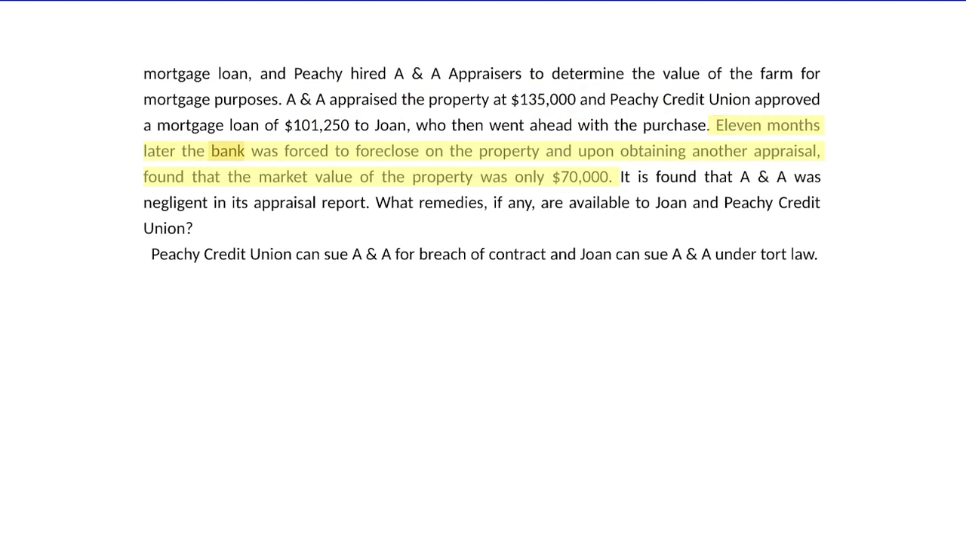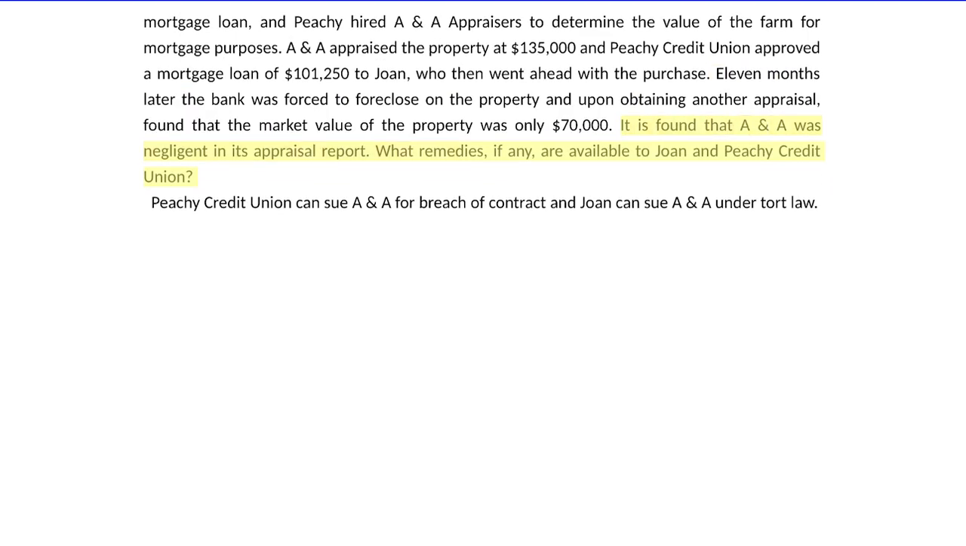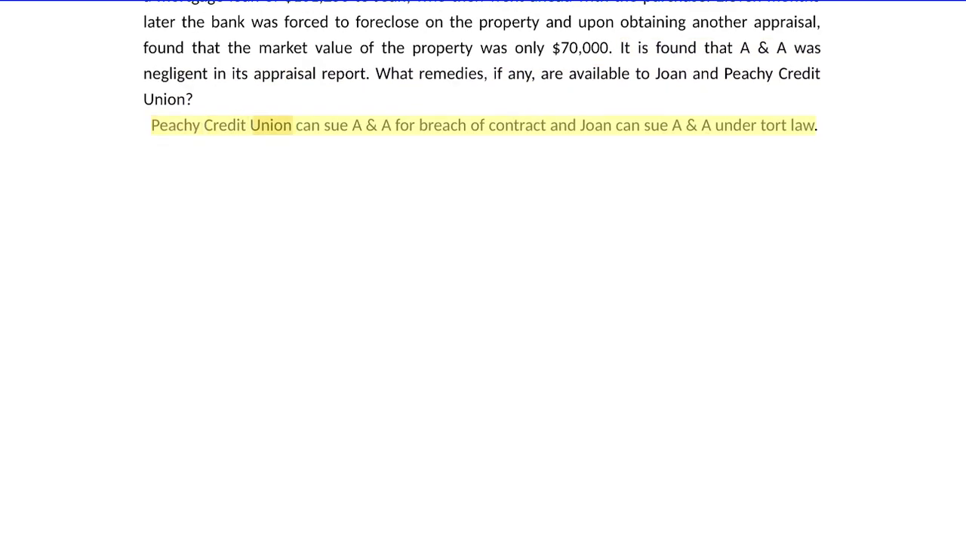11 months later, the bank was forced to foreclose on the property and, upon obtaining another appraisal, found that the market value of the property was only $70,000. It is found that A&A was negligent in its appraisal report. What remedies, if any, are available to Joan and Peachy Credit Union? Peachy Credit Union can sue A&A for breach of contract, and Joan can sue A&A under tort law.